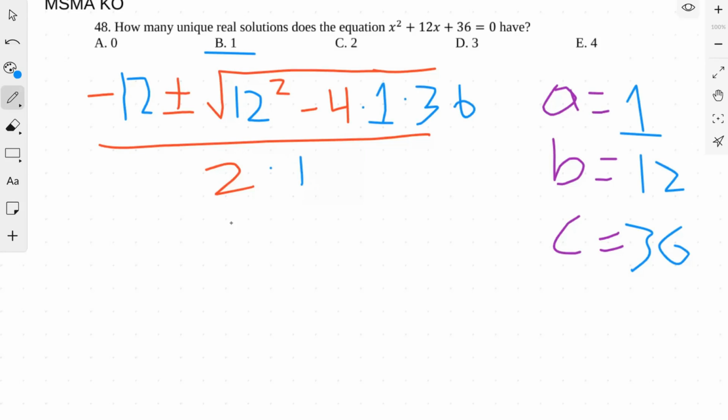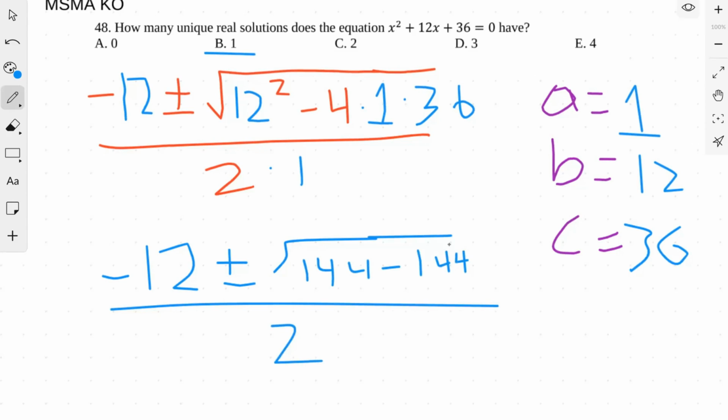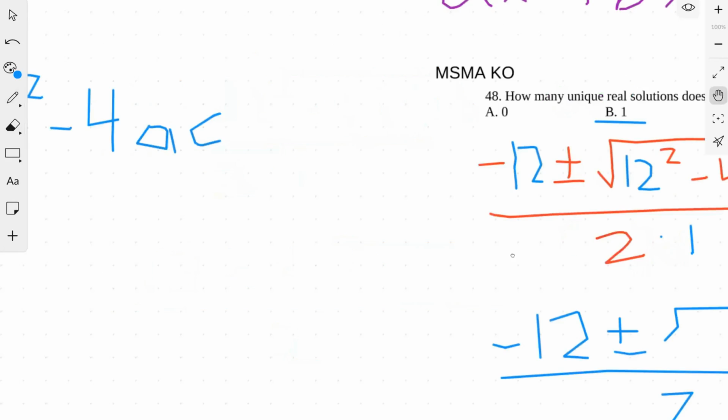And so if we simplify, then we get, in the radical, 144 minus 144, and that's simply equal to 0. So now we don't have to solve this any further because it's asking for unique real solutions. So now we need to know how to find unique real solutions from what we have.